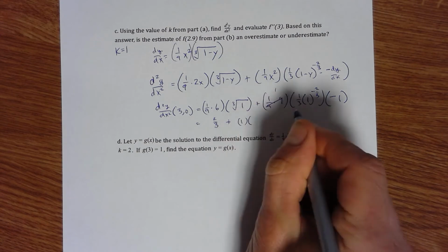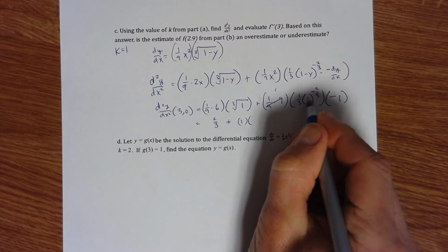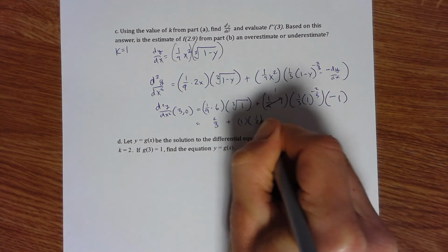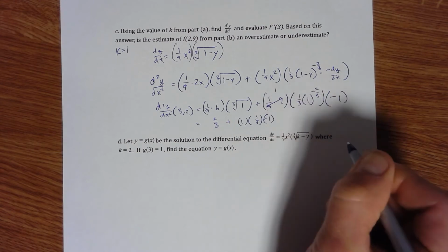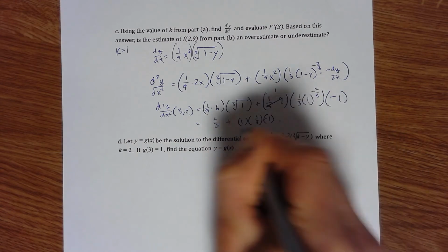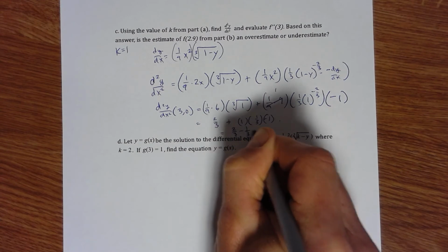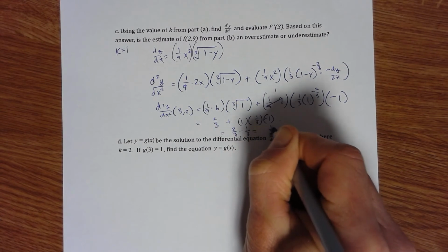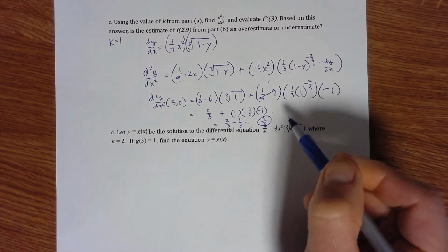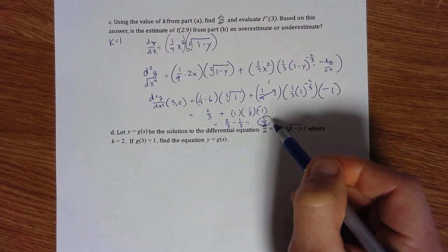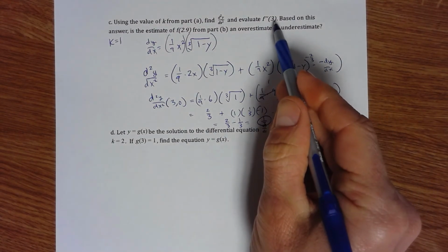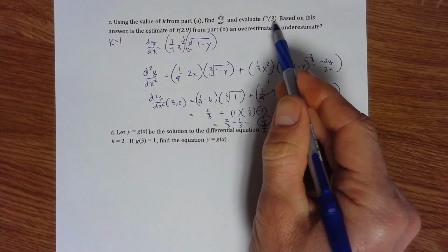And so 1 to anything here is going to be 1, so we just have a 1/3, and then we have a negative 1. So we have equals 2/3 minus a 1/3, which is going to be equal to a 1/3. So that is the value of the second derivative at 3, because the point is (3, 0).